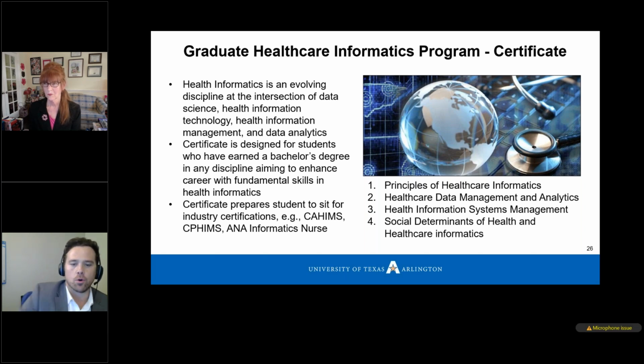And in terms of the courses, it's 4 courses. You get your first one, the Principles of Healthcare Informatics, followed by Healthcare Data Management and Analytics. Number 3, Health Information Systems Management, which I'm a systems guy. I love this course. I took a little bit of it. And then that 4th, the Social Determinants of Health and Healthcare Informatics.